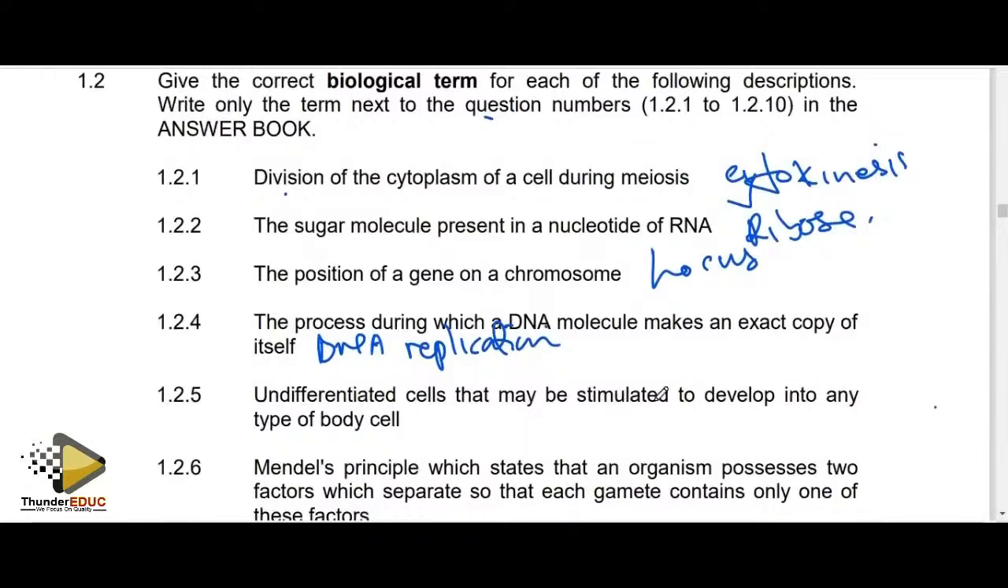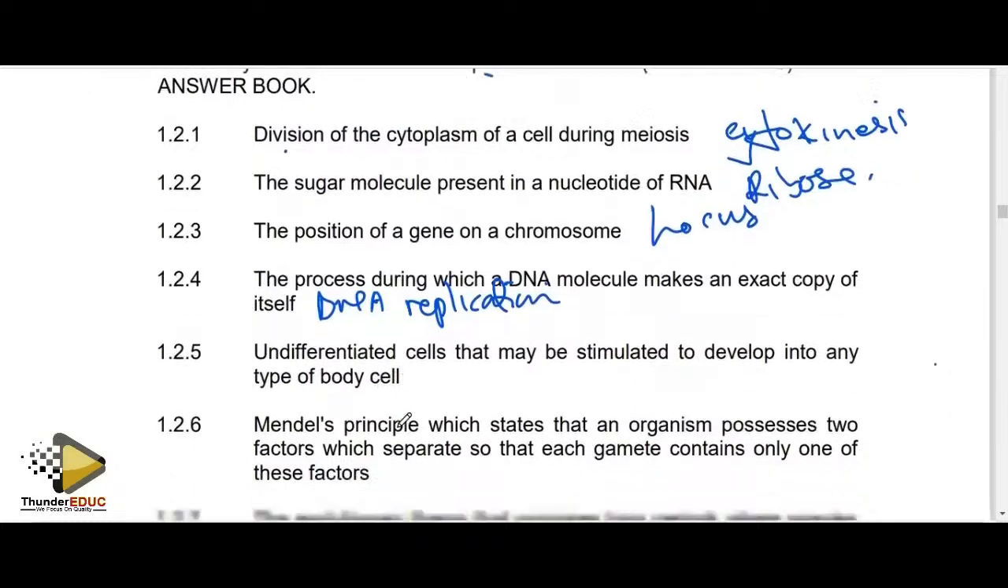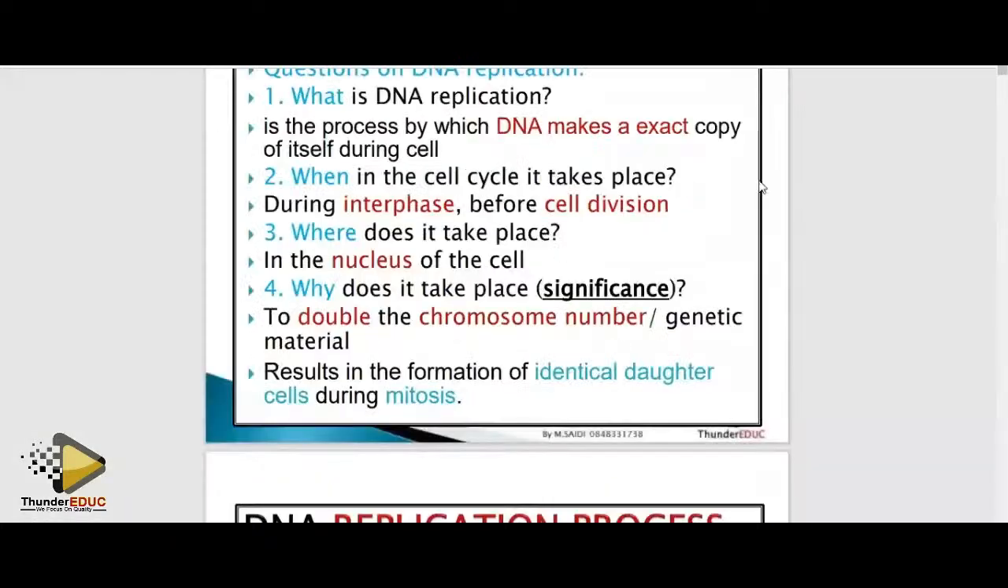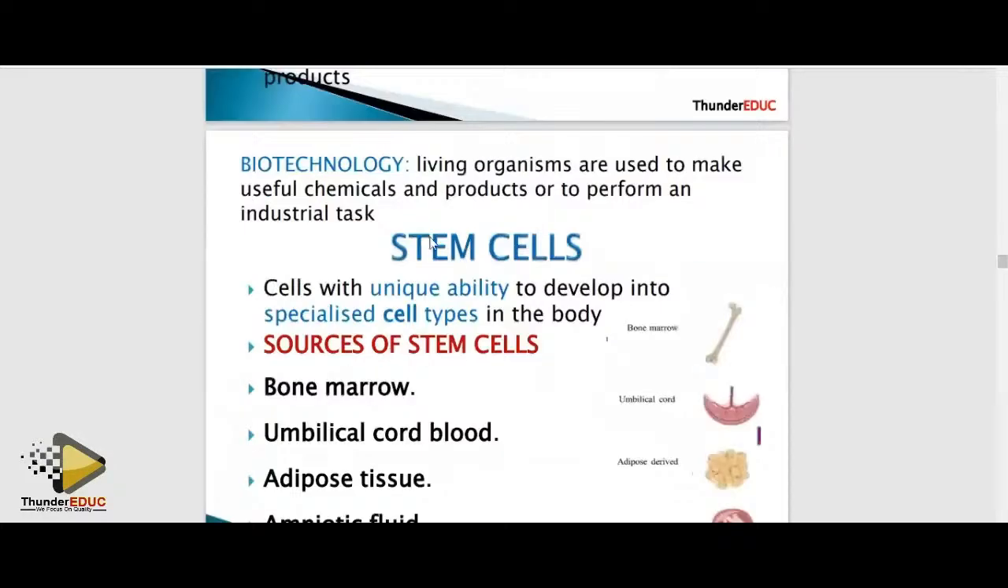An undifferentiated cell that may be stimulated to develop into any body cell. So we call these stem cells. So where do we find this? We'll find this in our book in genetic engineering. Yeah, there we go. It says that stem cells are cells with the unique ability to develop into specialized cell types in the body.